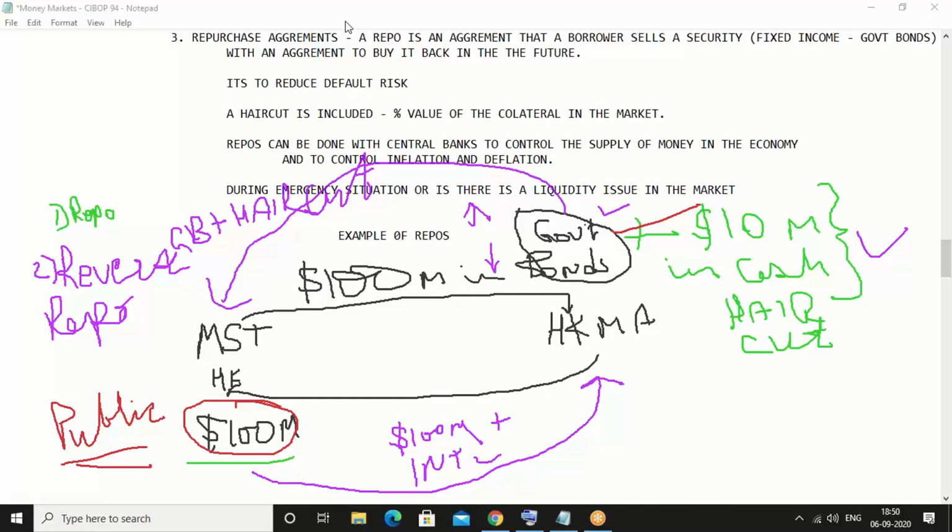And you guys can create a better drawing. But the one inside, the black thing, that is a repo, and the outside, the purple, I think that's purple, right? That is reverse repo.